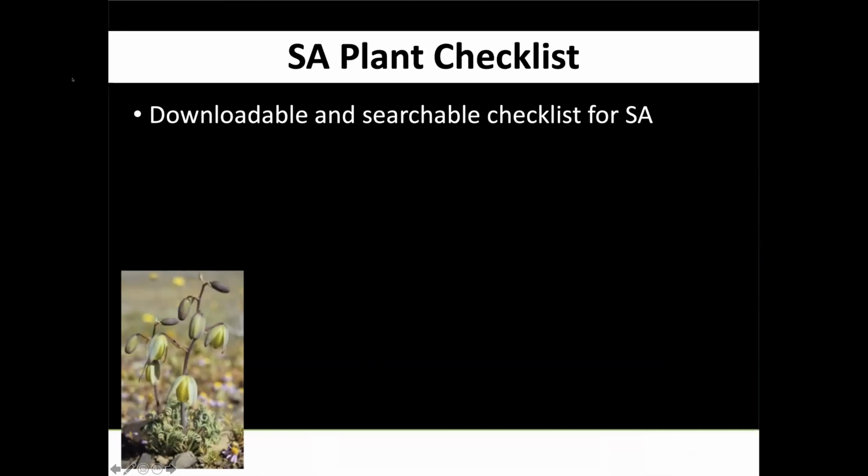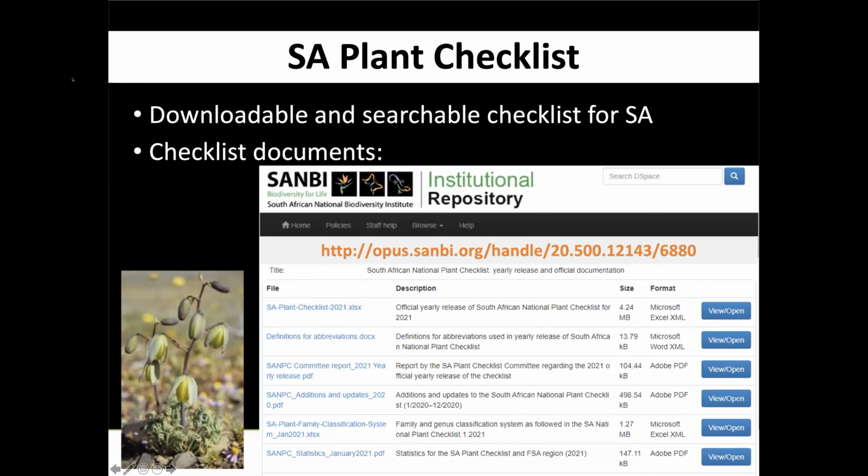Also available on PAWSA is an official yearly release of the South African Plant Checklist as a downloadable Excel file, which is released towards the end of January each year. It is also disseminated on SASSB's institutional repository, together with other checklist-related documents like the checklist policy, the classification system followed in the checklist, and annual reports on changes and additions made to the checklist.